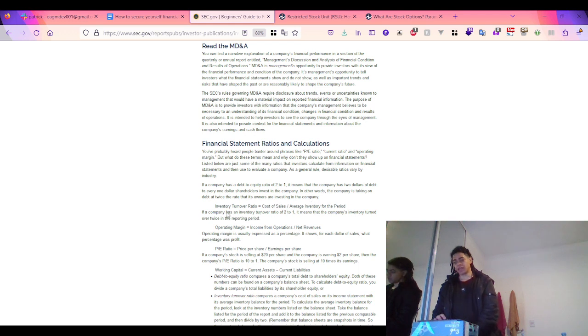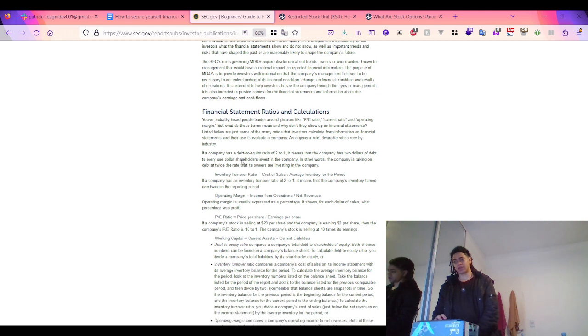Inventory turnover. So this is one ratio, right? Again, financial statement ratios and calculations are a set of ratios and calculations that investors use to evaluate a company. Interesting. Okay. If a company has a debt to equity ratio of 2 to 1, it means the company has $2 of debt for every $1 shareholders invested in the company.